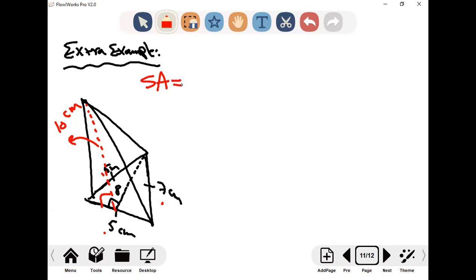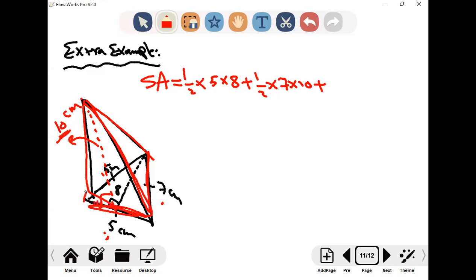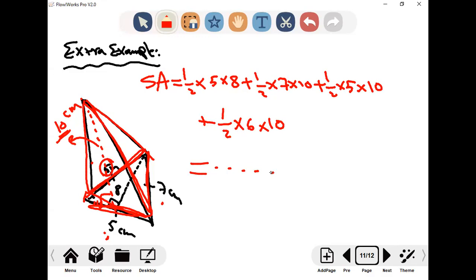So the surface area for this example equals the area of the base, half multiplied by base 5 and height 8, 5 times 8, plus the area of this one, half multiplied by base 7 and the height is the same as this, 7 multiplied by 10, plus the area of this one, half 5 multiplied by height 10, plus the last one, which is on the back, half 6 multiplied by 10. Calculate. Done?